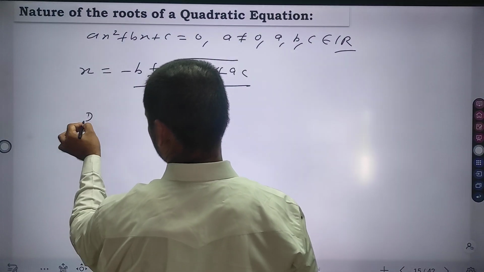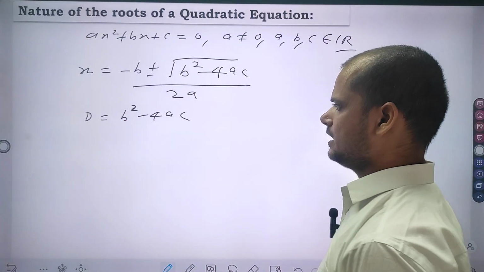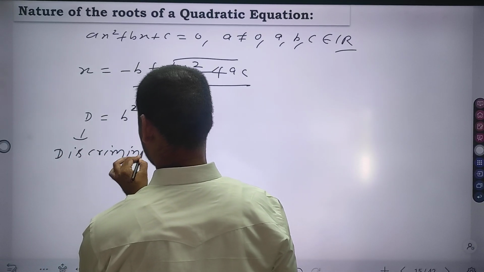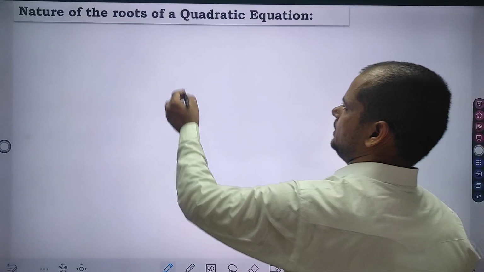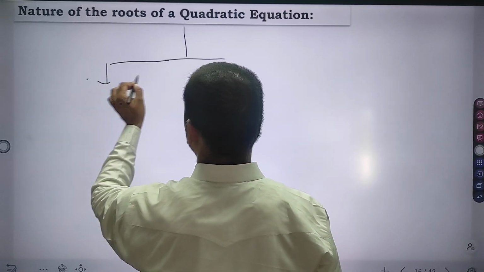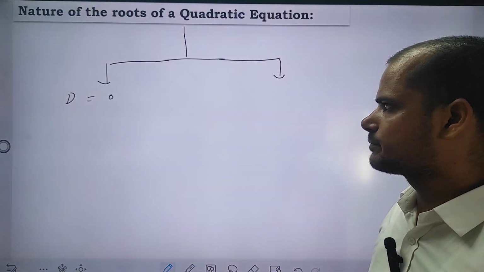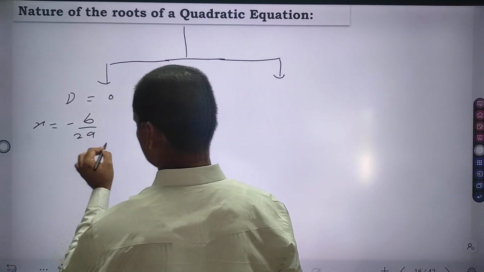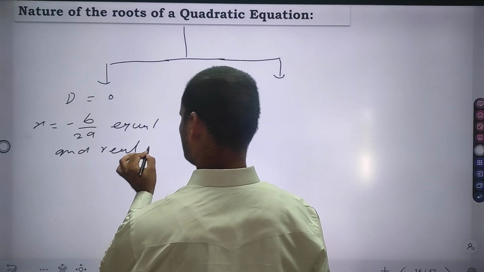And b square minus 4ac is denoted by d, and this is called the discriminant. Now, if d equal to 0, then there will be two equal roots. And what are the roots? x equal to minus b upon 2a. Equal and real roots.